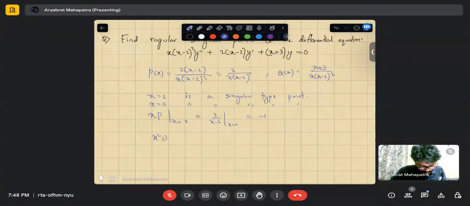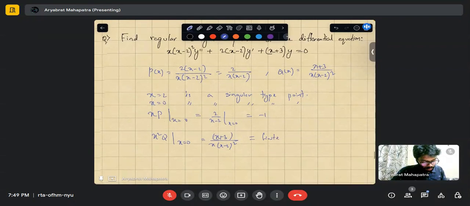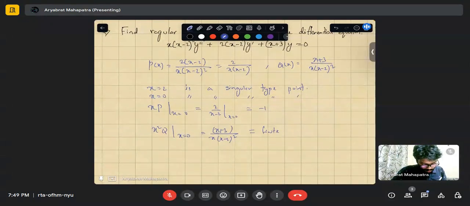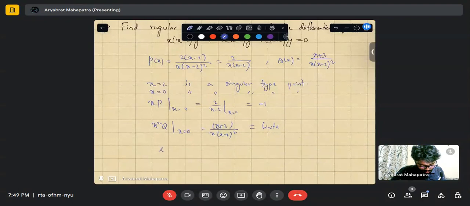And at x square cube, we find that x equals 0, x plus 3 multiplied with x minus 2 square. You'll find that this is not infinity. That means this is also some finite value we will get. So that means x equals 0 is a regular type singular point.